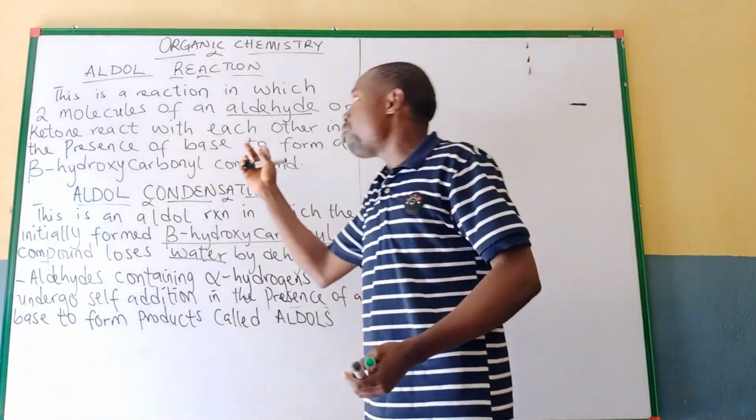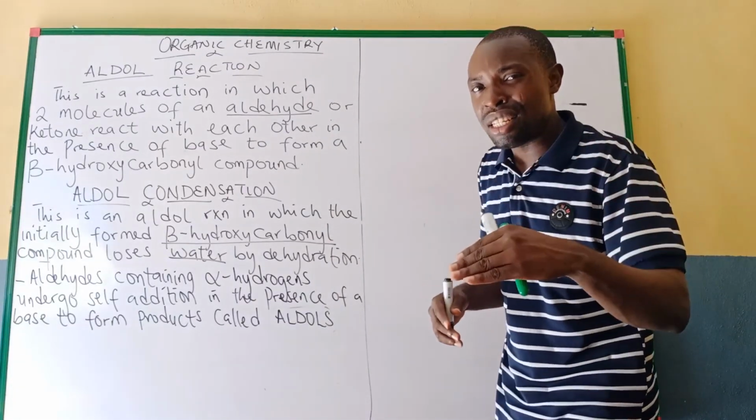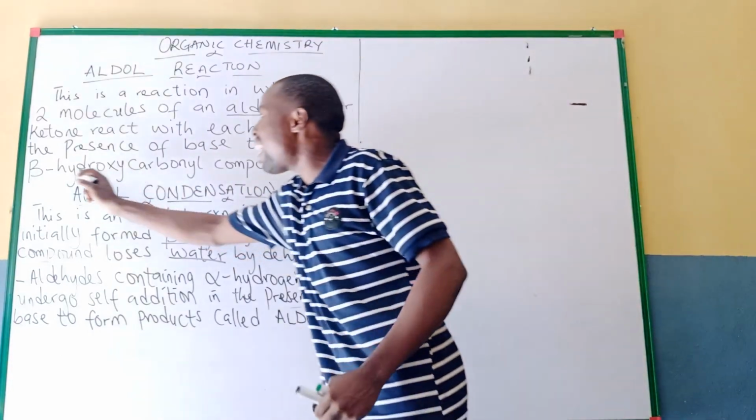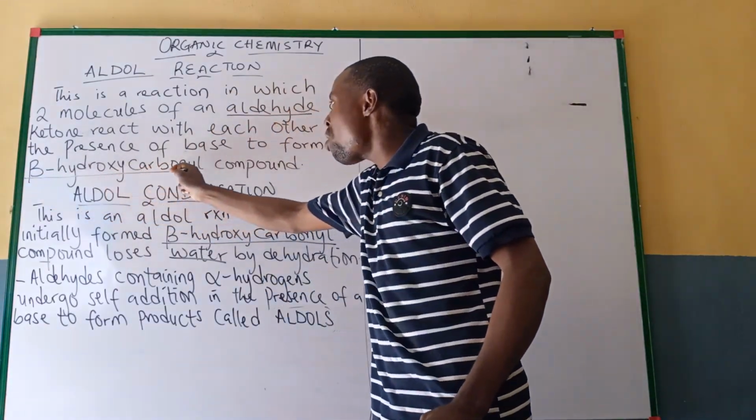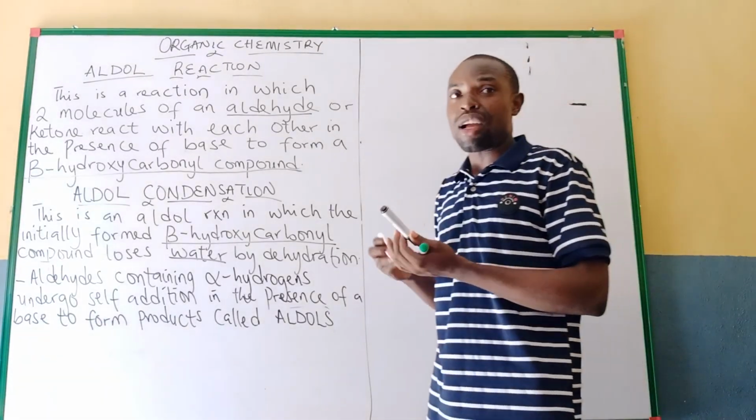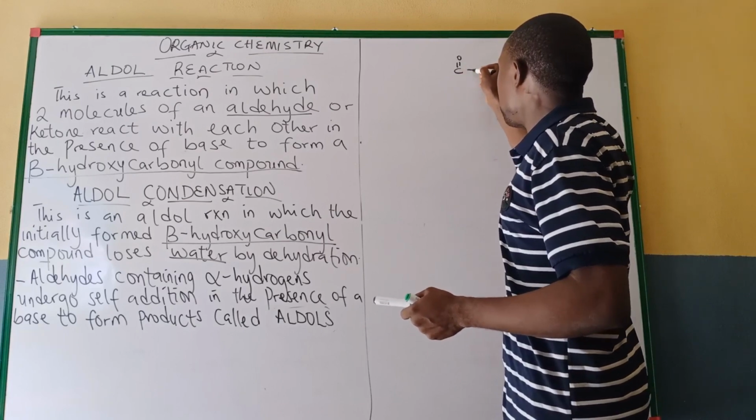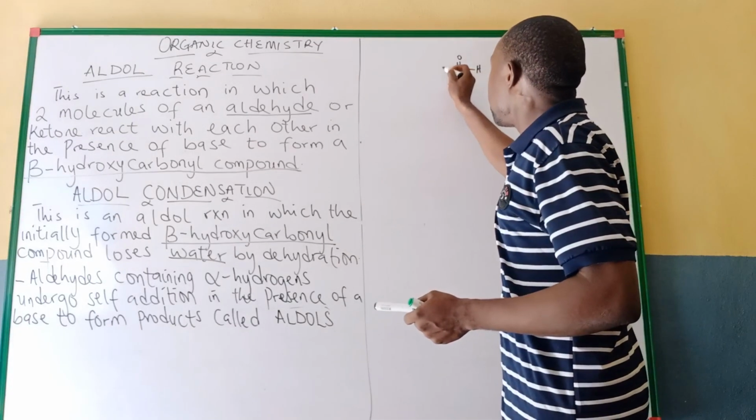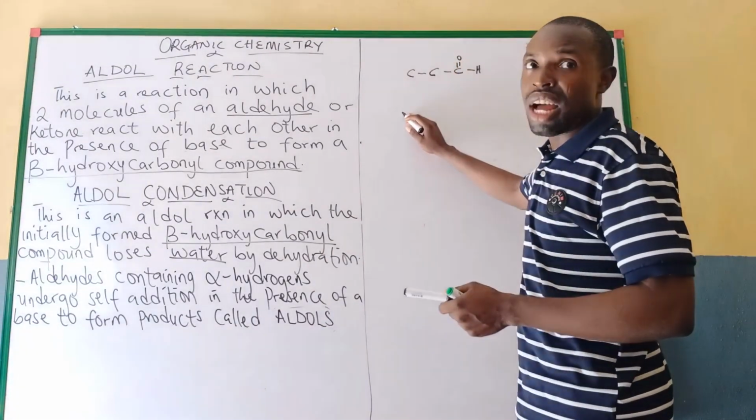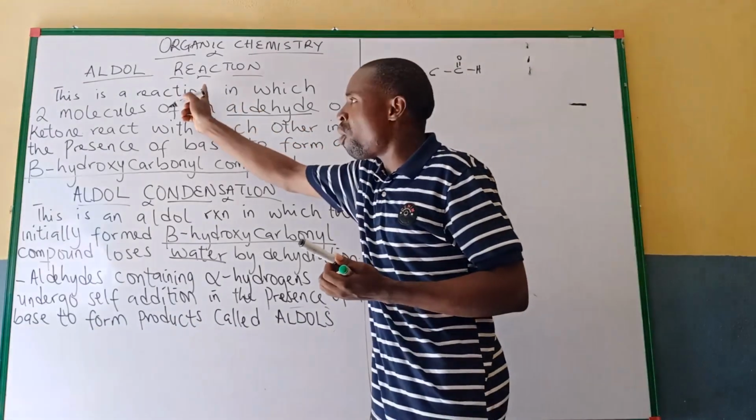So we said that two molecules of an aldehyde or a ketone in the presence of a base yield what we call a beta hydroxycarbonyl compound. A beta hydroxycarbonyl compound. Remember, if I'm having a functional group of this nature, which is an aldehyde, the first carbon there is called the alpha carbon, then the beta carbon. Now, this is for an aldol reaction.